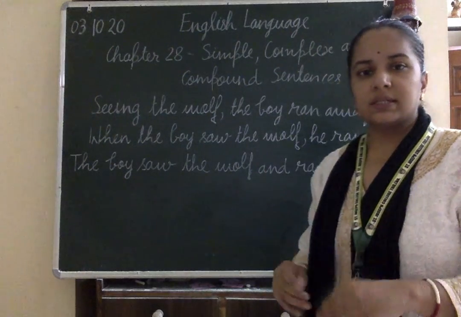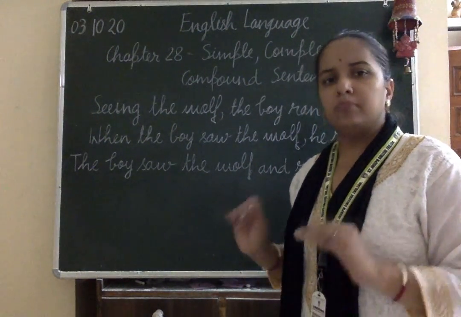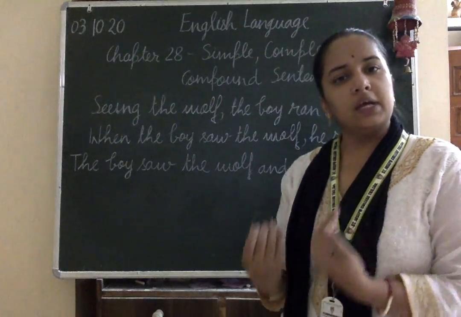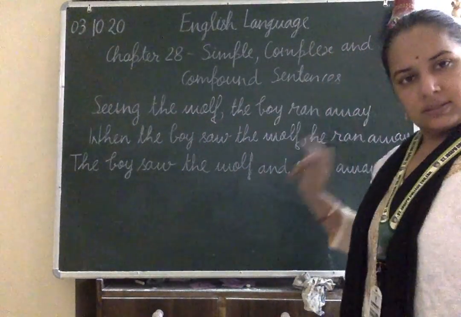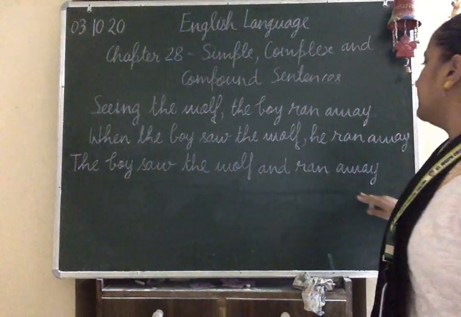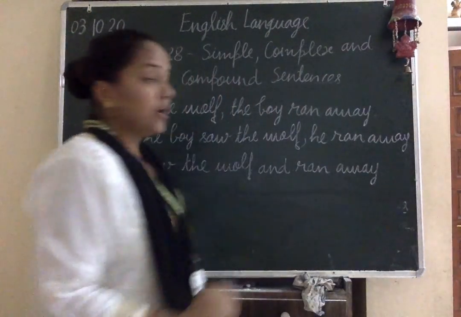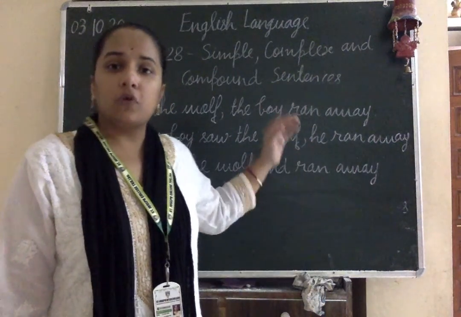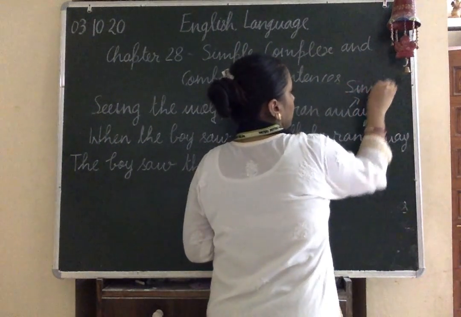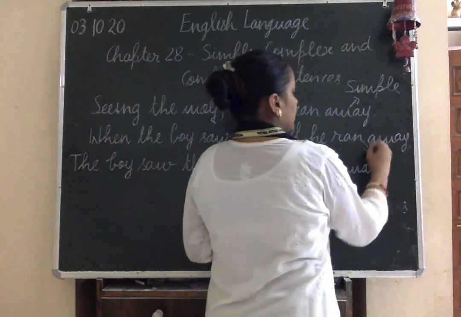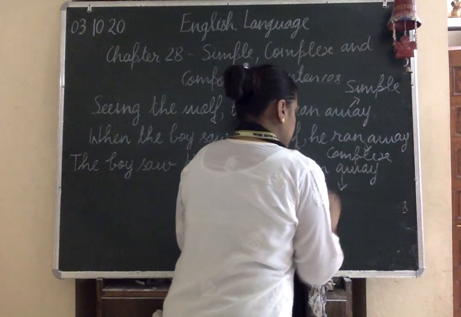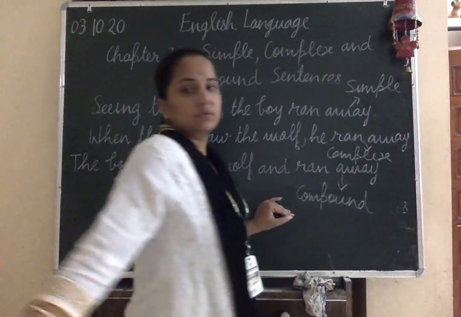All these three sentences are conveying the very same meaning, that there was a boy, the boy saw the wolf, and when the boy saw the wolf, he ran away. Seeing the wolf, the boy ran away, same meaning. When the boy saw the wolf, he ran away, same meaning. The boy saw the wolf and he ran away, same meaning. But if we look at the kind of sentence for all these three sentences, the first one is a simple sentence. The second one is a complex sentence. And the third one is a compound sentence. How?